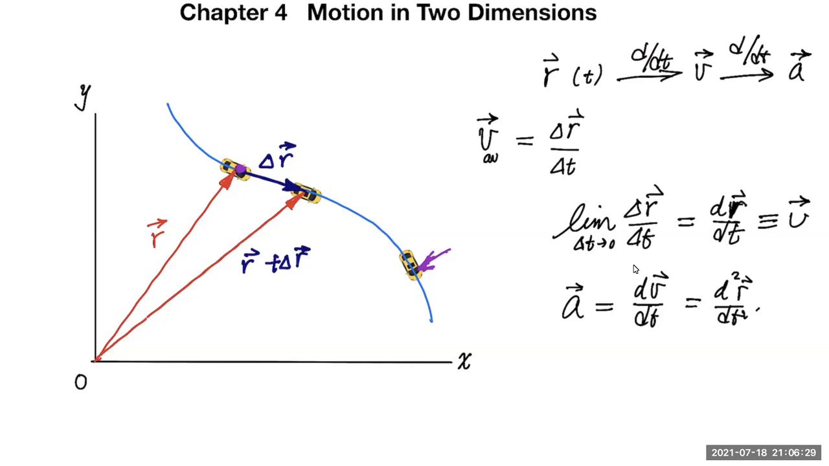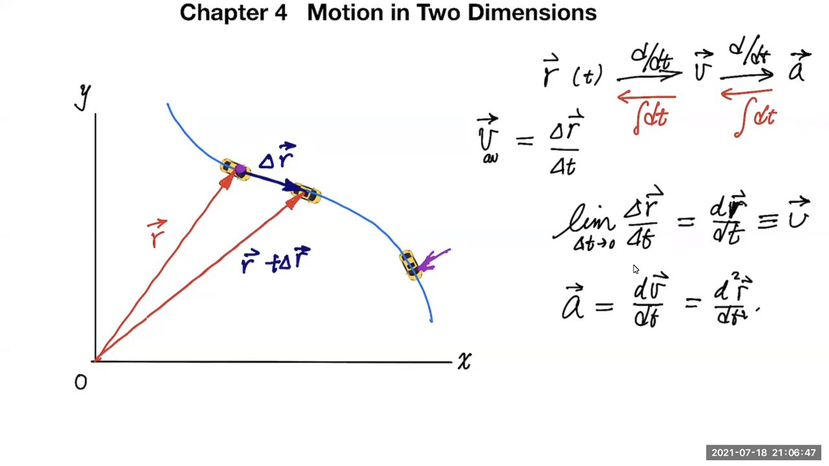Of course, this process can also go backwards, and if we go backwards, we're taking integration, integral over time. Then you go from a to v back to r. So far, it's very similar to what we saw in one dimension.